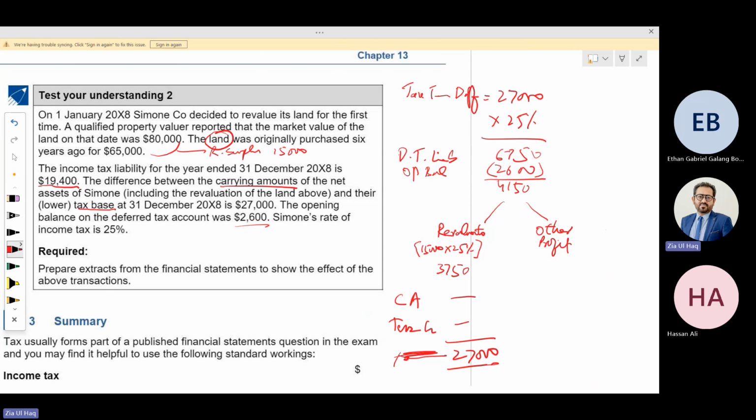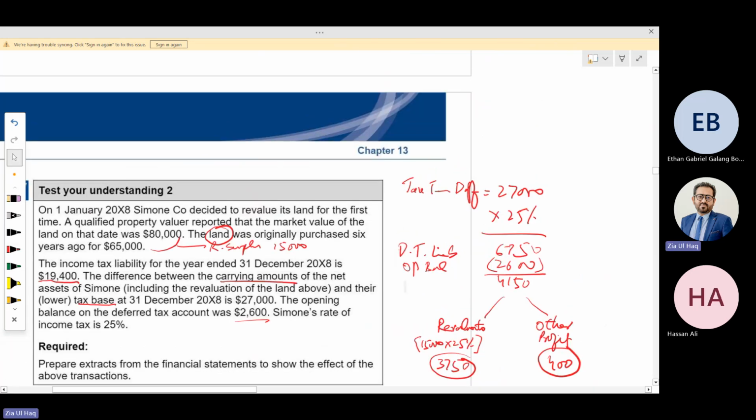So deferred tax liability is 6750, while there was an opening balance of 2600 that we have deducted. This means the current is 4150. And in this 4150, the revaluation difference is also included. So what is relating to revaluation? 3750. What is relating to other profit? 4150 minus 3750, that is 400. This 400 we need to adjust with current tax liability, as an adjustment of under or over provision and adjustment of deferred tax liability. And this 3750 will be deducted from revaluation surplus. Why? We are going to study that later; there is a paragraph.